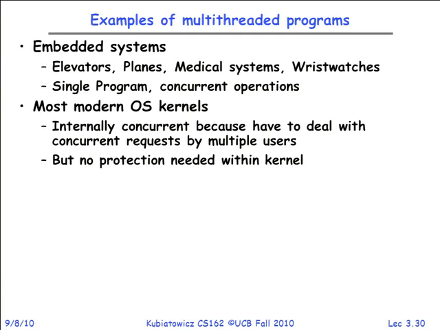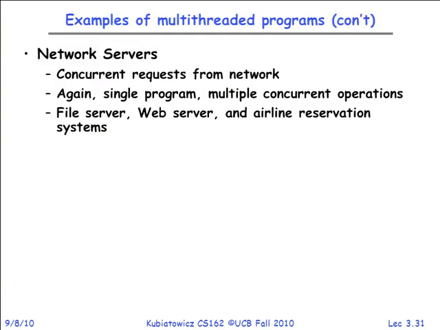I had a few other examples. Network server: we're going to talk about thread pools a little bit later in the term. The point of that is that multiple threads can be handling requests from different people in the world, thousands of people, all collaborating on the same data in the web server. That'll be a good example.